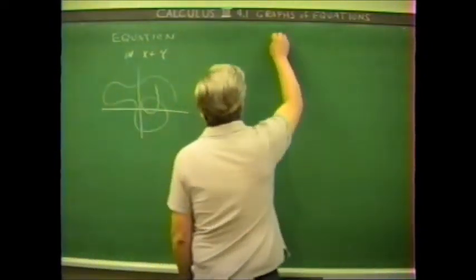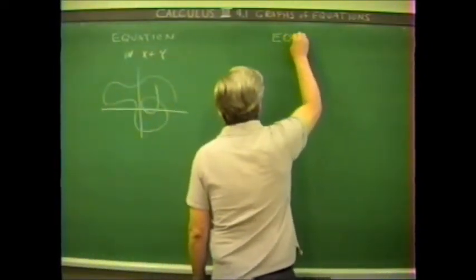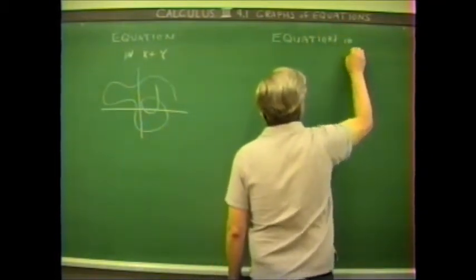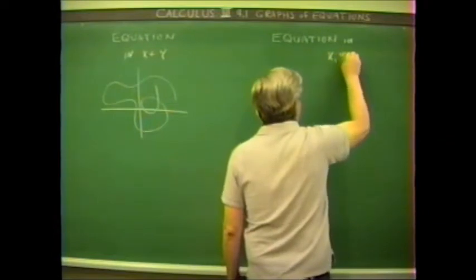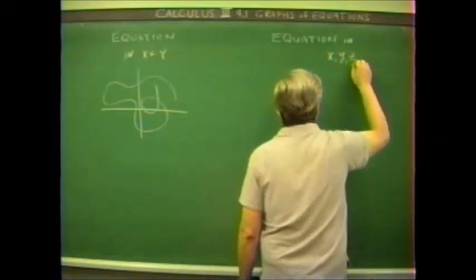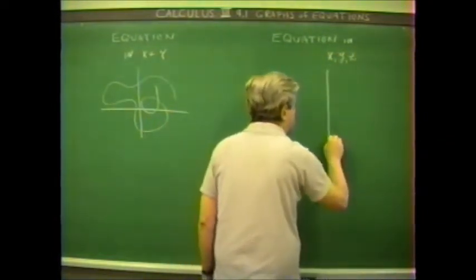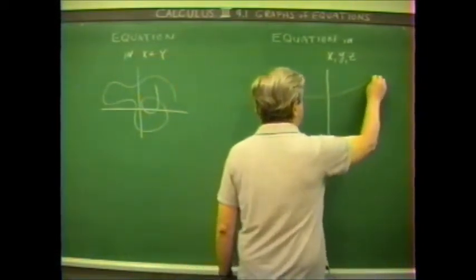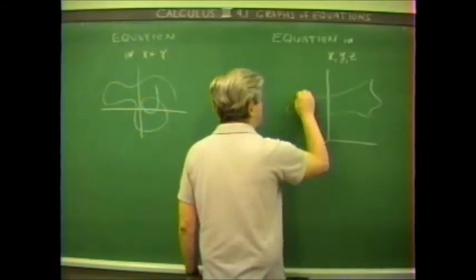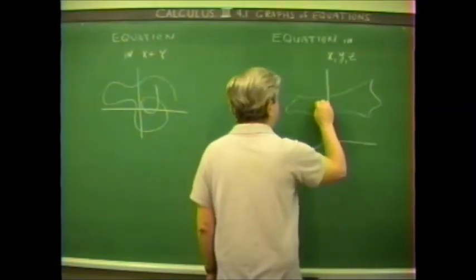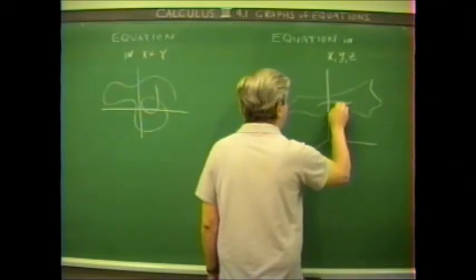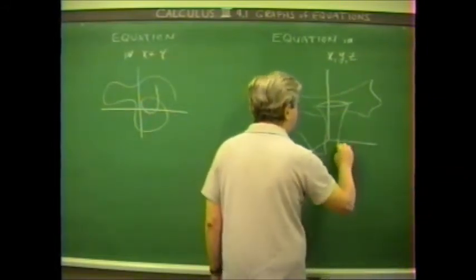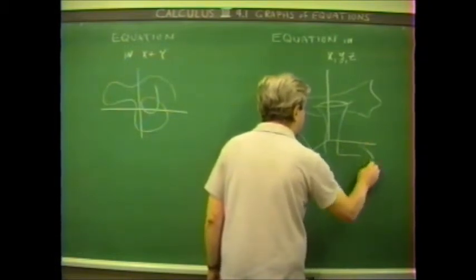An equation in x, y, and z describes a surface in three-dimensional space. A surface may be somewhat complicated. It could look something like this, as can these curves. It might have a hole in it like so and come down here and other part of the surface. There are all sorts of complications that can occur with surfaces.